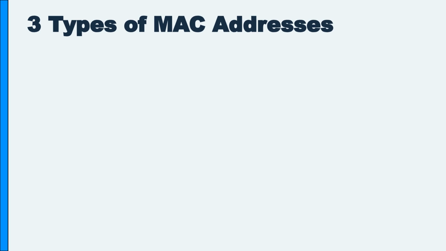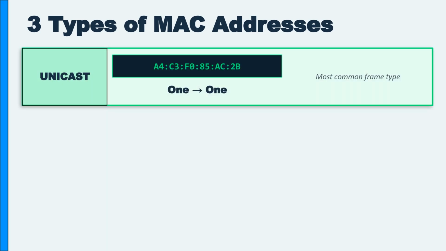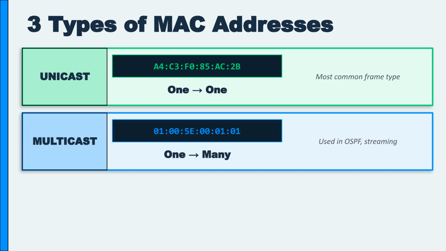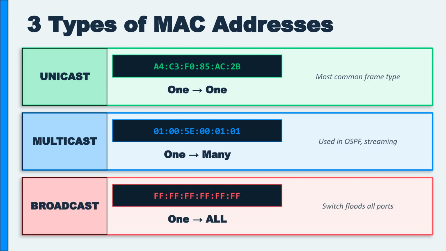There are 3 types of MAC addresses. Unicast is the most common frame type, a one-to-one transmission. Multicast is one-to-many, used in protocols like OSPF and streaming. Broadcast is one-to-all, used when a switch floods all ports.